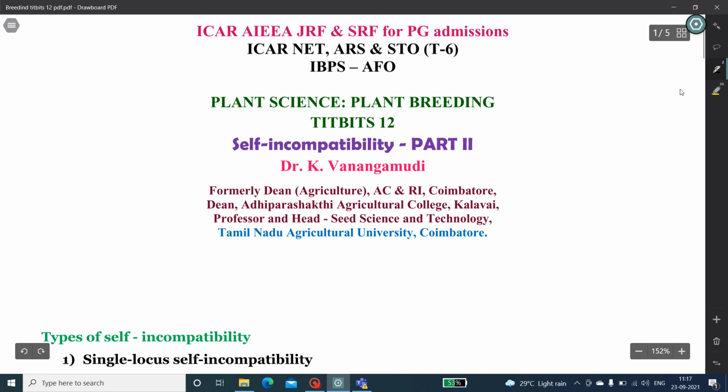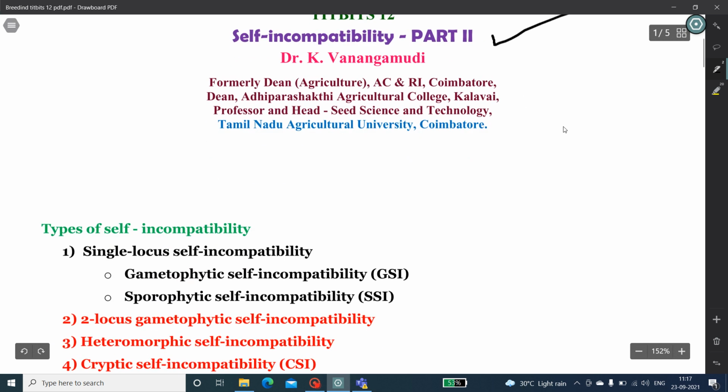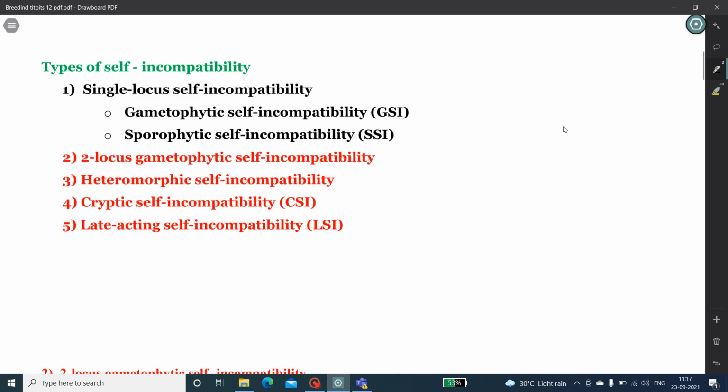In the last video, we saw part 1 of self-incompatibility, and here part 2 of self-incompatibility will be explained to you. As I mentioned in the earlier presentation, there are 5 types of self-incompatibility. In the previous series, we saw the single locus self-incompatibility, that is gametophytic self-incompatibility and sporophytic self-incompatibility.